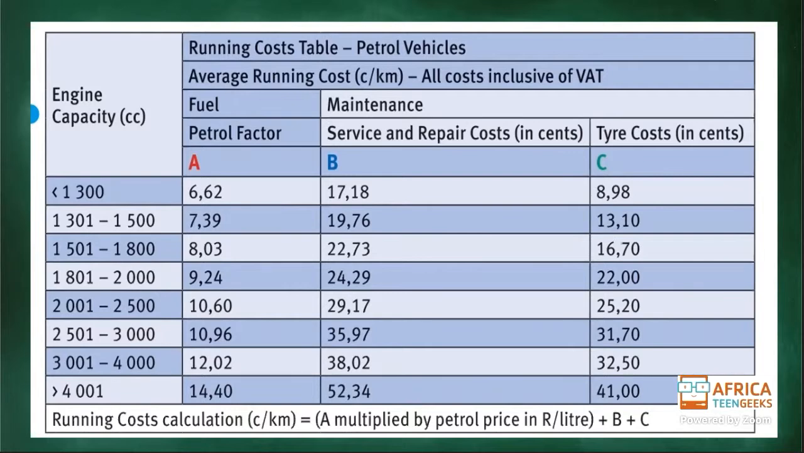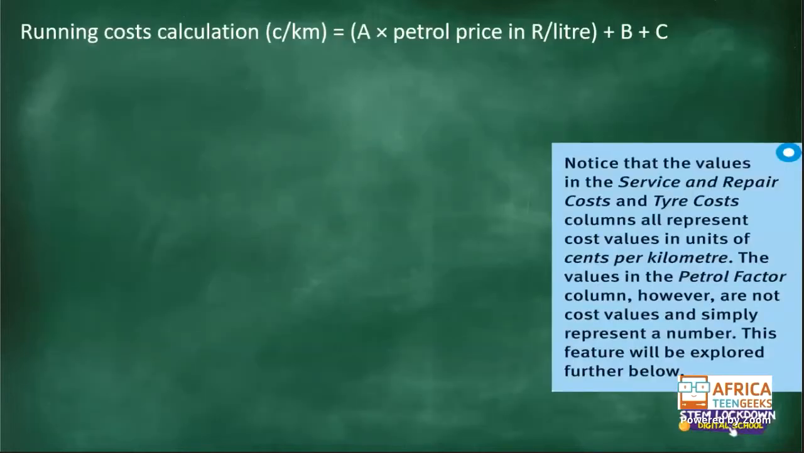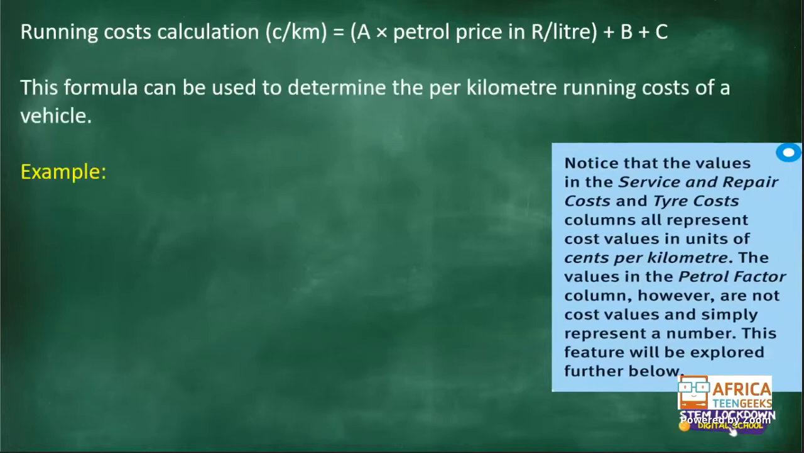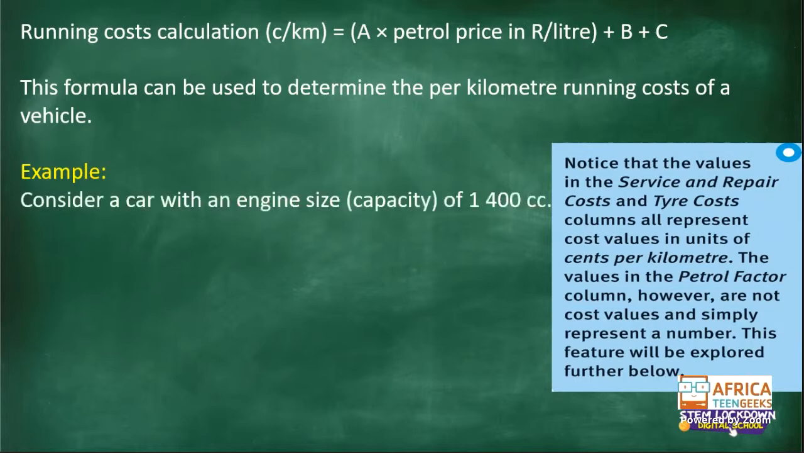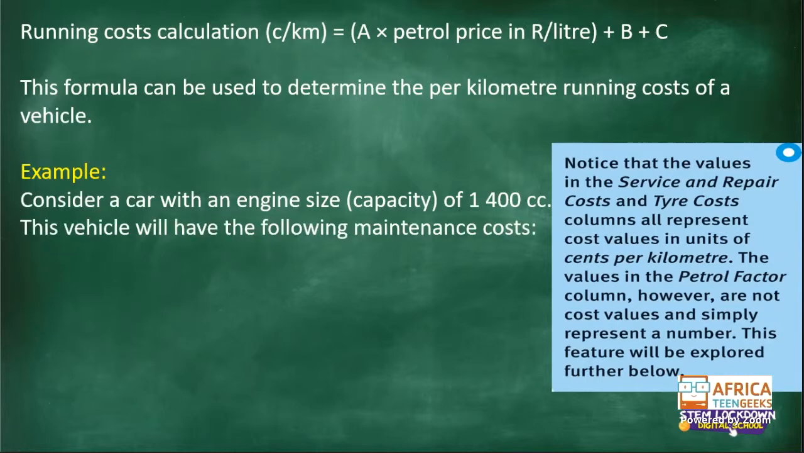Let's now look at the practical example. We are now going to zoom directly into the practical example of calculating the running costs of a vehicle per kilometer. Now, consider this example. Consider a car with an engine size capacity of 1,400 cc. That is the capacity of the engine. And of course, we are told that this vehicle will have the following maintenance costs.